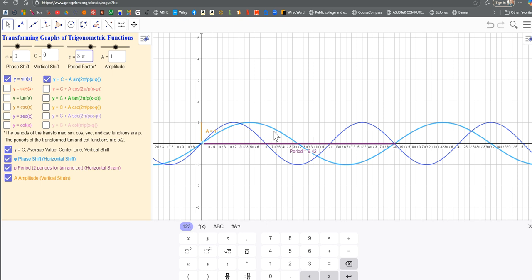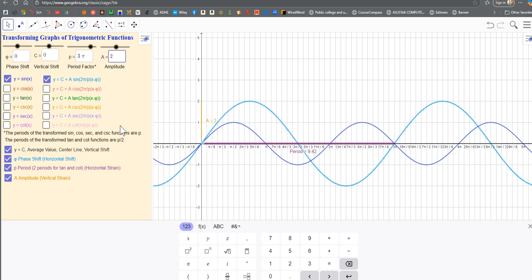Next we want to change the amplitude. So if we change the amplitude, say to 2, now we took the transformed one and stretched it, not the original one. Now this is going to have an equation of y equals 2 times sine of 2 pi over 3 pi x.